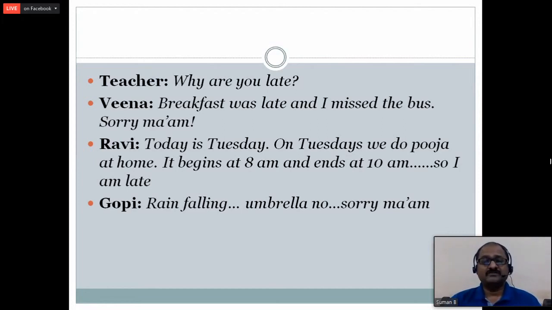So what is the purpose or use of such grammar? It is not always about grammar, but also about making sense, knowing what to say and what not to say in a particular context. Now look at Gopi's response finally.